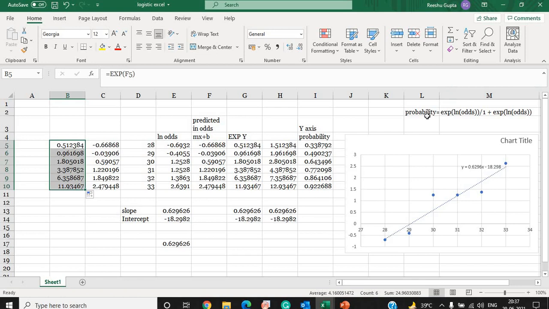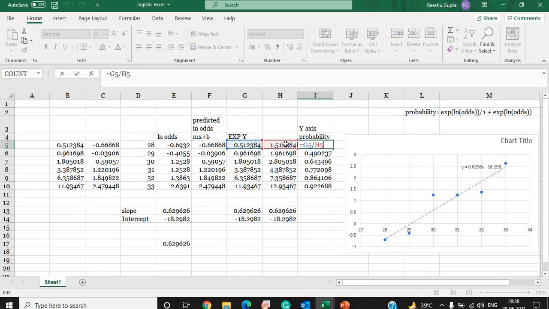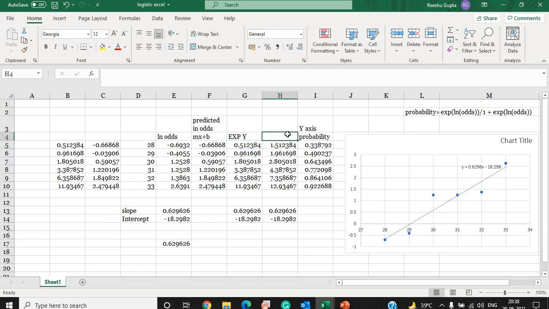Now see, the probability is the exponential of the odds, which is this number, divided by 1 plus the exponential, which is this number. So your predicted probability, as you can see here, is this divided by this, the exponential divided by 1 plus the exponential. So like this you can calculate it.